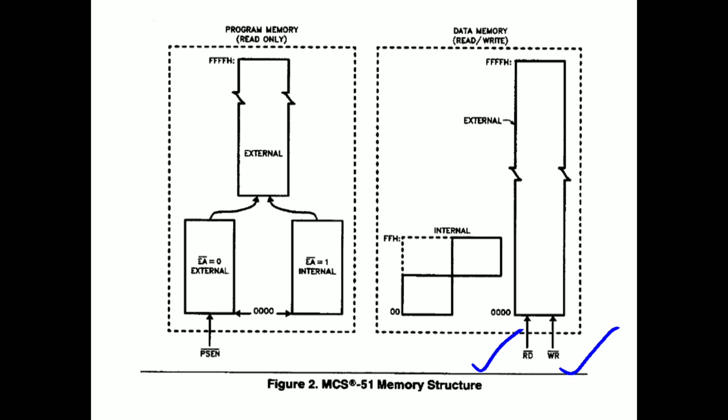In this we have 256 bytes of internal RAM, from 00 to FFH. After that we can use external memory. So a total of 64K external memory we can use as data memory, and similarly 64K memory we can use as program memory.